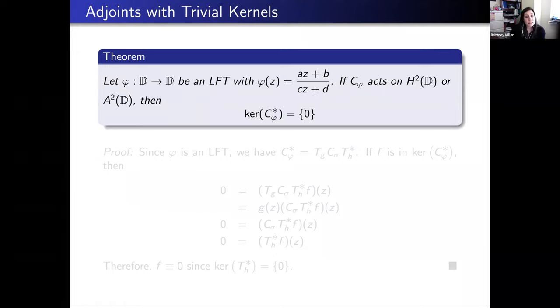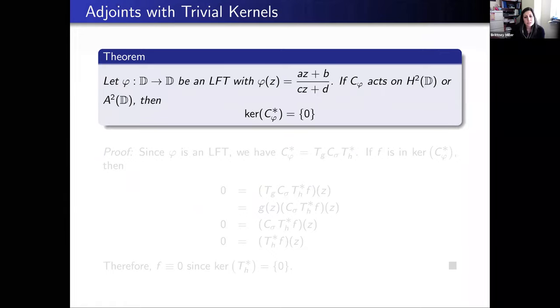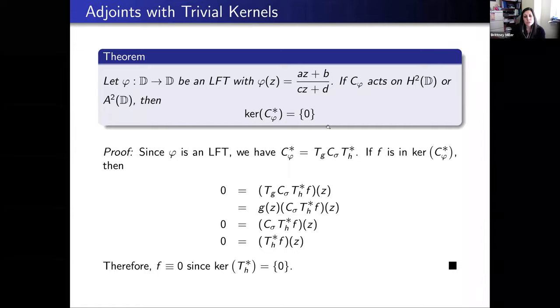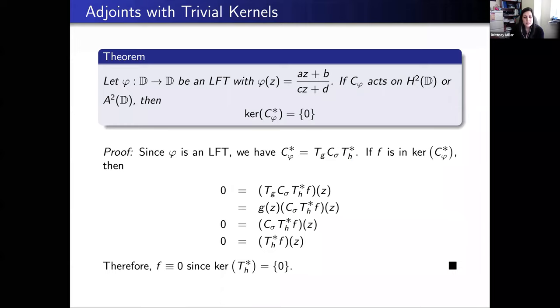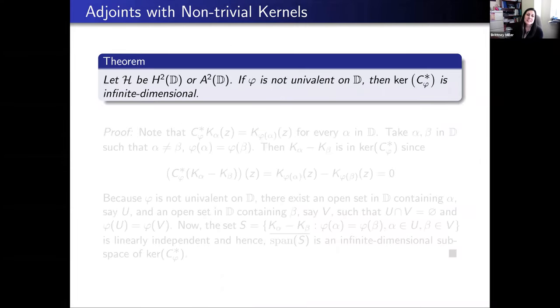And it turns out that in this situation, the kernel of C_phi star is zero. If we apply C_phi star to F, the kernel of T_h star is zero, and then we work through and find that the only function that satisfies this equation is F identically zero. So we have some examples where the kernel of the adjoint C_phi star is trivial, and that's maybe not so interesting. So we want to know: are there composition operators whose adjoints have non-trivial kernel? And in fact, that's true.